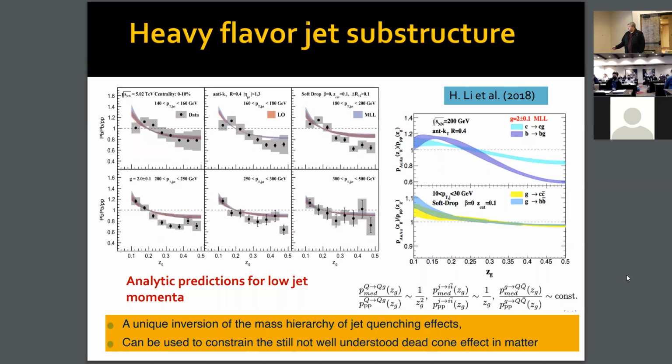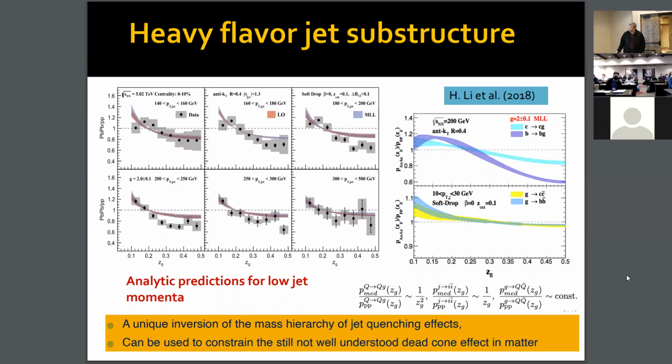When we go to heavy quarks, we can even predict that if the momentum of the jets is small, this modification for heavy quarks will be even larger than the modification for light quarks. And that's something that is not yet measured. This definitely can be measured with upcoming experiments, both at the Electron Ion Collider, but also in heavy ion collisions by the sPHENIX experiment.